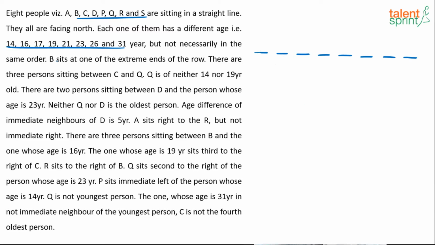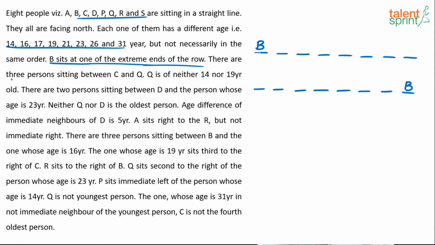Now look at the first point. It says B sits at one of the extreme ends of the row. Now very easy one to pick up, right? B sits at one of the extreme ends of the row. So there are 2 possibilities. Either B sits on the left end or on the right end. Maybe I can start with that itself. So let me just try. So 1, 2, 3, 4, 5, 6, 7, 8. These are the 2 possibilities. In case 1, I would take B on the left end. In case 2, I can take B on the right end because these are the only 2 possibilities.